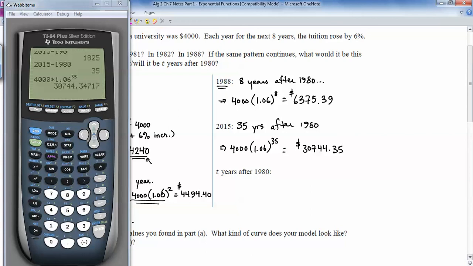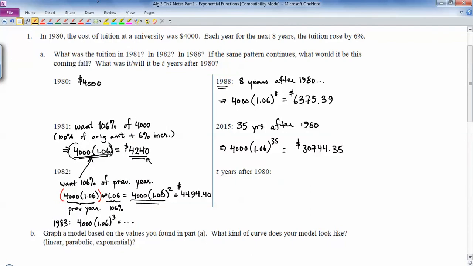$30,744.35. Okay, so it's jumped up now. T years after 1980, well, if you think about it, this is t equals 0, this is t equals 1, t equals 2, this one is t equals 8, t equals 35. And notice that the year always ends up right here. In fact, this one, you could write 1.06 to the 0, which is 1. So that's just still 4,000. So really this formula even holds when the year is 0. So t years after 1980, we can say that the cost, I'm writing a function now, is going to be 4,000 times 1.06 to the t.